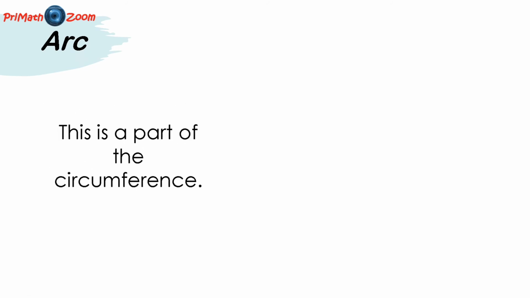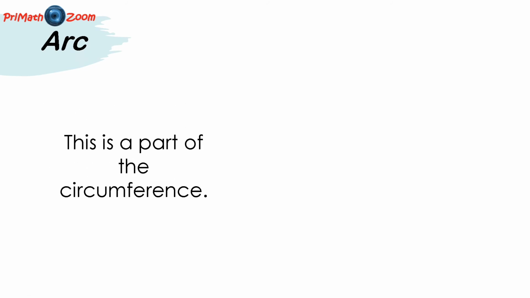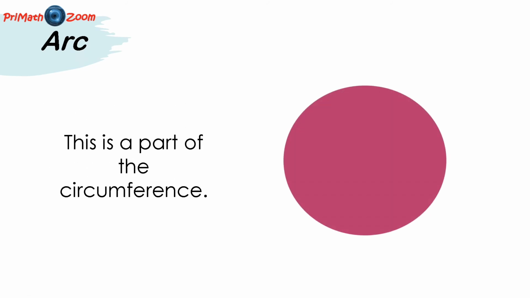We now have the arc. This is a part of the circumference. Like, for example, take this circle. That little green line is an arc. It runs along the circumference, just a part of the circumference. But this here also is an arc, even though it's a longer distance. It is also called an arc.